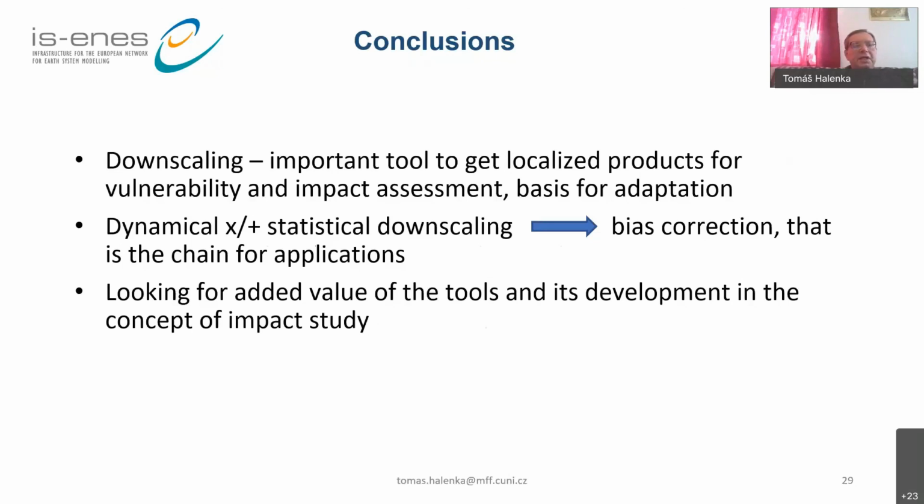We can compare dynamical versus statistical downscaling, or we can use both of them as I showed. They are not exactly on opposite sides. There can be quite good cooperation between both these methods, which definitely has to result in bias correction, to establish a really full chain for real application in impact studies.